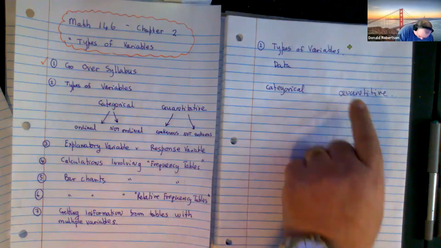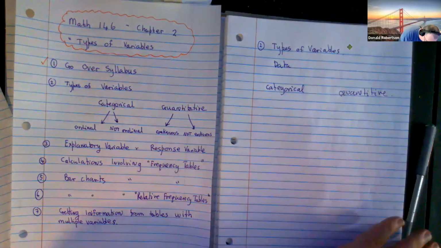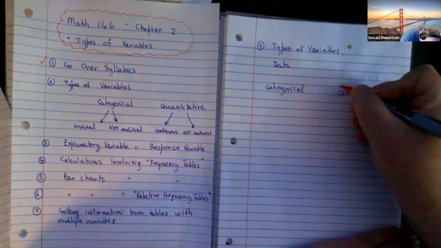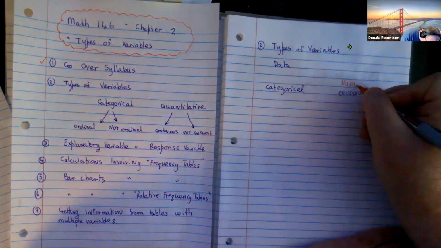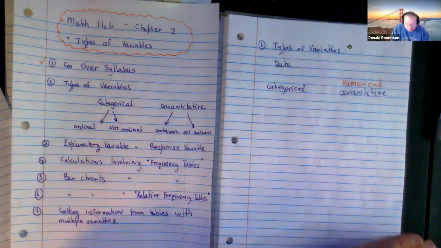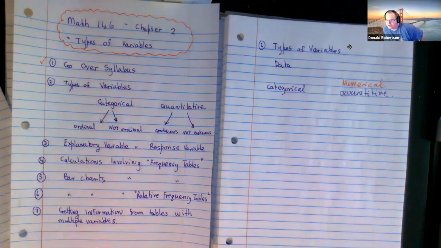Is the data you collect categorical or is it quantitative? I kind of like, because different textbooks use different names, I like the word numerical, which you'll see in textbooks. So categorical data and numerical data. But this textbook uses quantitative, and that's not a bad name. Would you agree quantity makes you think it's a number?